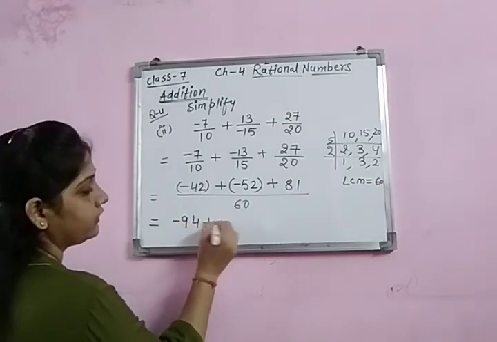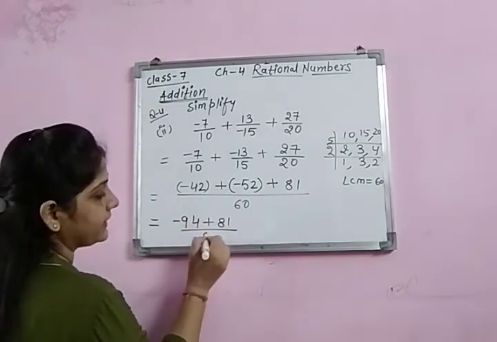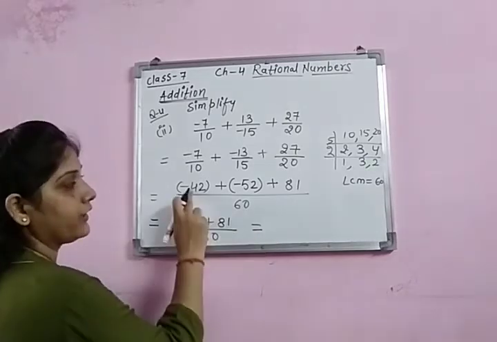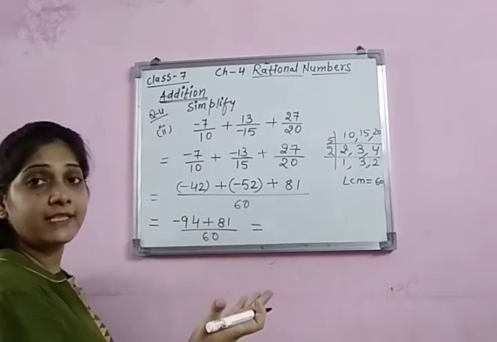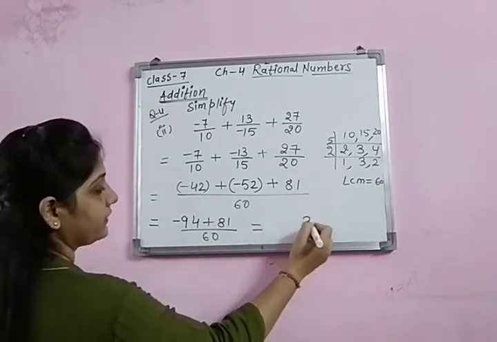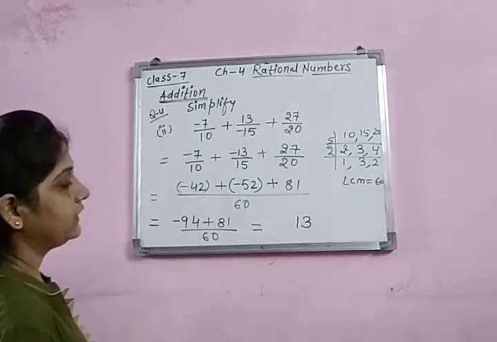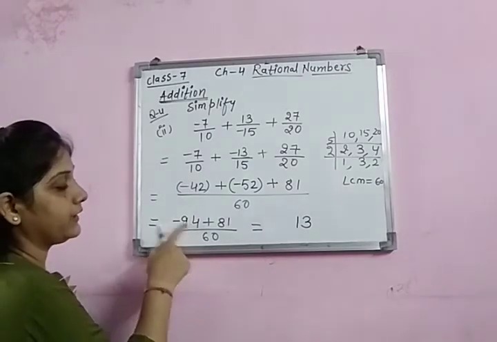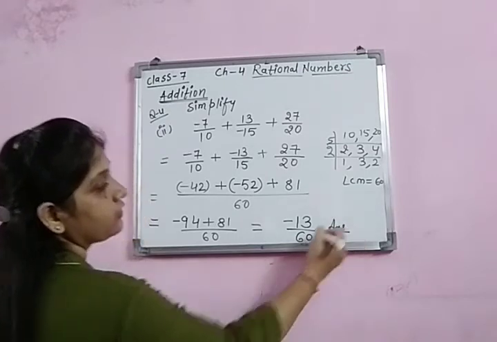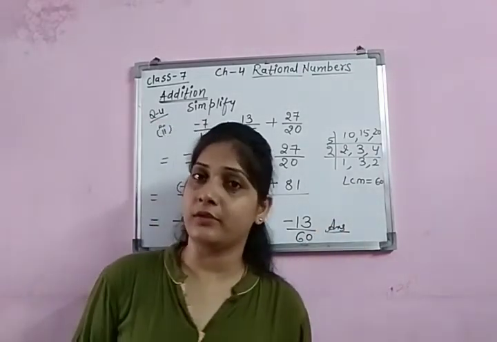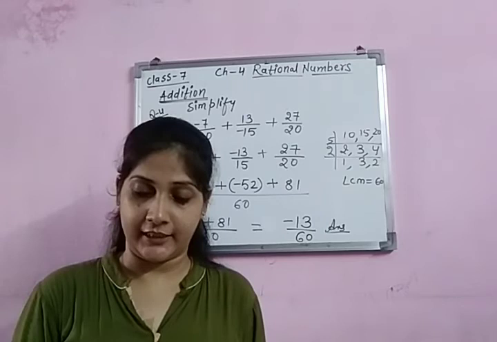Negative 94 plus 81 upon 60. Okay, this is negative 94 plus 81. Now both are opposite in sign, so let's subtract. 4 minus 1 is 3, 9 minus 8 is 1. I think this is clear. The bigger number has the negative sign, so the answer will be negative. So with full patience, you have to do the question. Your calculation must be correct.